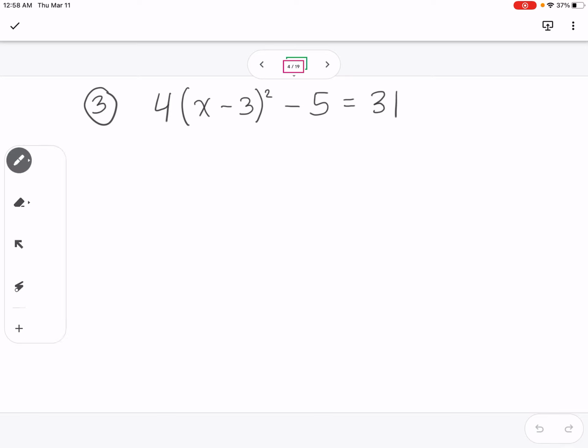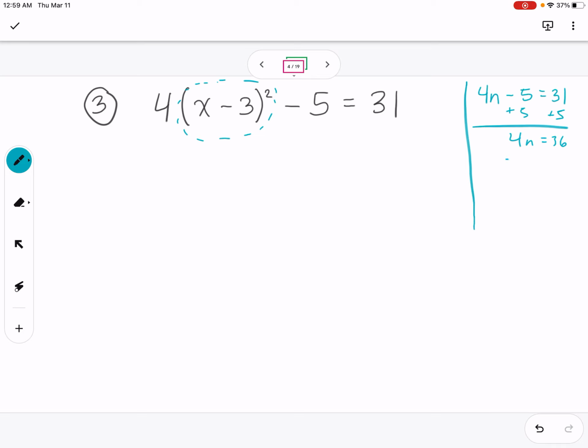Let's take a look at question 3. Now in question 3, the first thing I want to do is get this by itself. I'm going to do that exactly the same way that I would do that if it looked like this. How would I get n by itself? I would add 5, and then I would divide by 4, and I would get n equals 9.